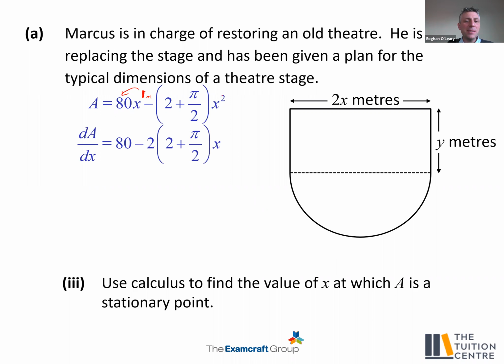Now, it's the same thing here. It looks complicated because of what's inside the bracket, but all this stuff here is just your coefficient on x. So if y was equal to 3x squared, then dy dx would be equal to 6x. We know that, right? So it's the same thing here. You're just multiplying down by the power, and you're reducing the power by 1. So you get minus 2 times 2 plus pi over 2x, okay?